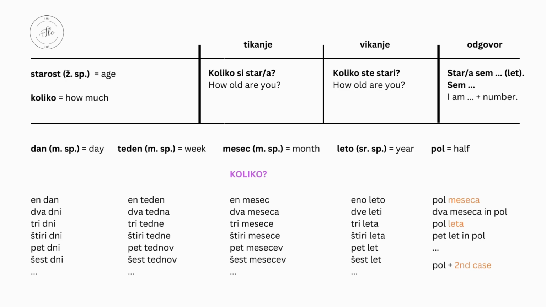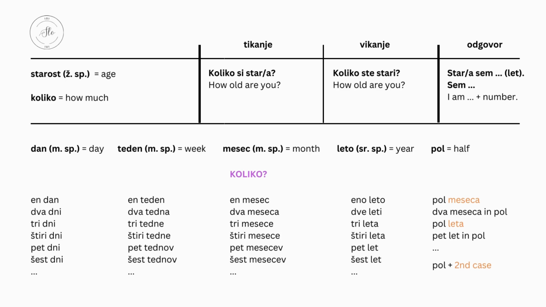Next up, we have teden. En teden. Dva tedna. Tri tedne. Štiri tedne. Pet tednov. Šest tednov. And so on. Next up, we have mesec. En mesec. Dva meseca. Tri mesece. Štiri mesece. Pet mesecev. Šest mesecev.